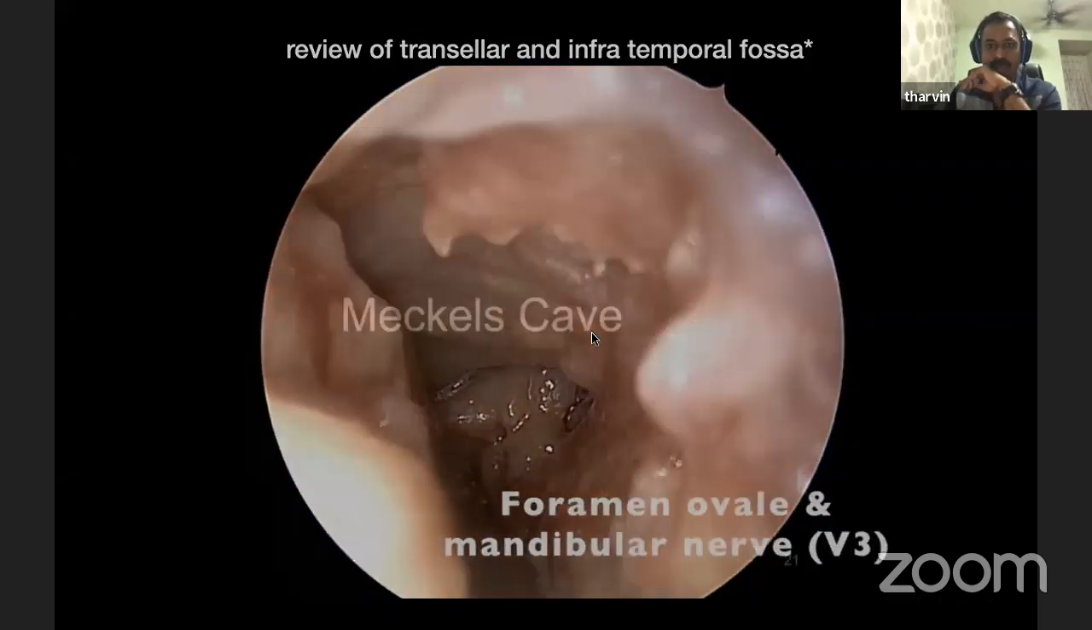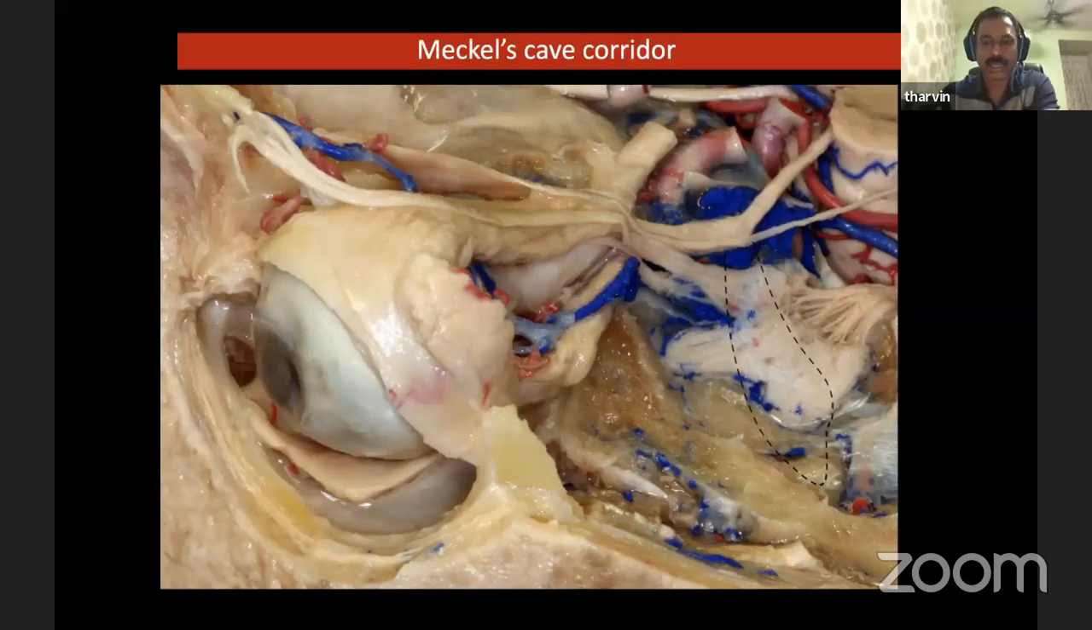All right. So now let's go to the Meckel's cave. Okay. So this is a very quick overview of the anatomy. Right. Here you can see this will be the Meckel's cave, the fifth nerve. That'll be the V1. That'll be the V2. This will be the V3, and this is the Meckel's cave. So the Meckel's cave basically can be identified by seeing where the V2 and the V3 join together.